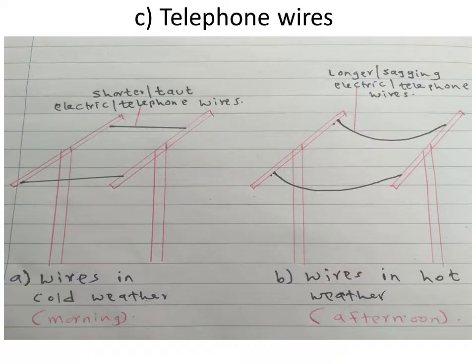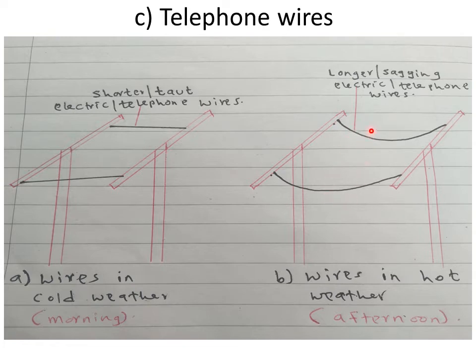We also look at another application of expansion and contraction in solids, which involves telephone wires or electric wires. When electricians are fixing the electric wires, they usually leave them hanging or sagging, or fixed loosely, as shown in this diagram. They don't usually fit them very tight. They are usually left sagging or loosely fixed. Now the question is, why should they be left loosely fixed? This is to allow room for contraction.